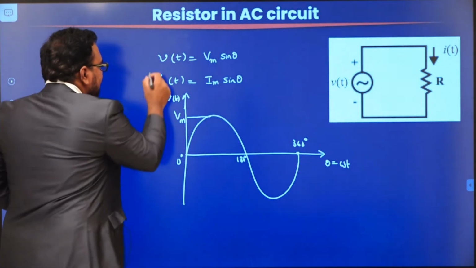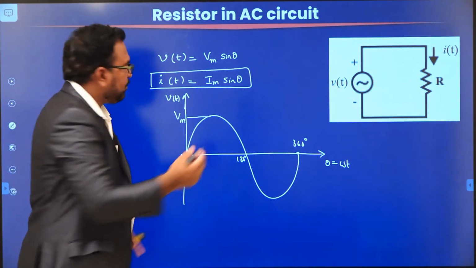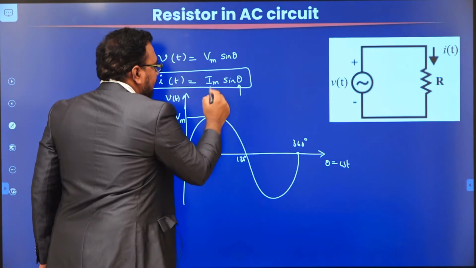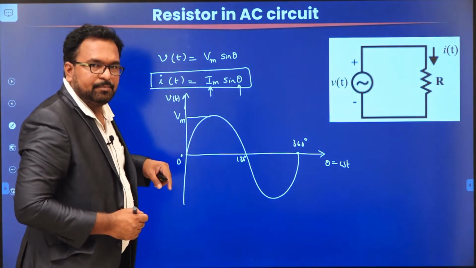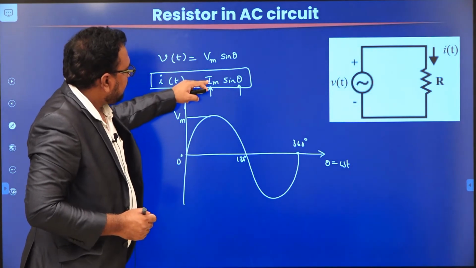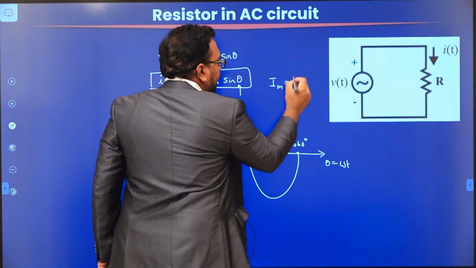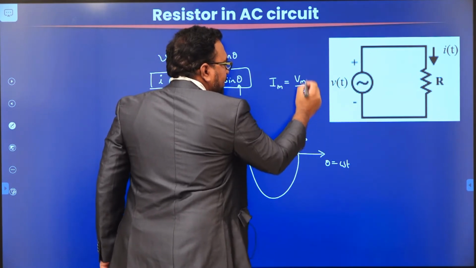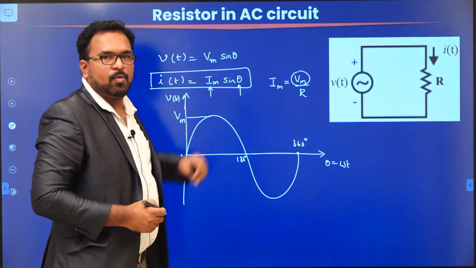Now how will you represent this current? When you want to draw the graph, you always have to make sure the phase and magnitude are represented. What is the magnitude here? Im. Is Im greater than or less than Vm? You know the expression for Im is Vm by R. We are dividing the magnitude Vm by R. That means obviously the current will be less than the voltage.